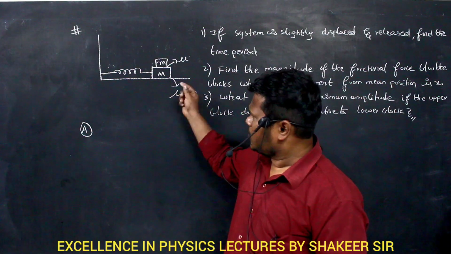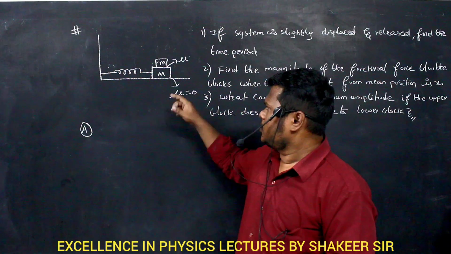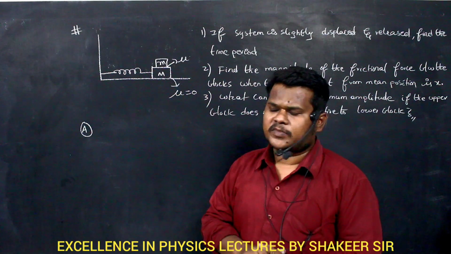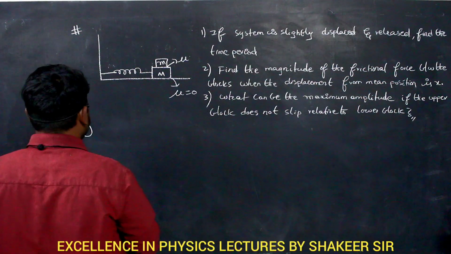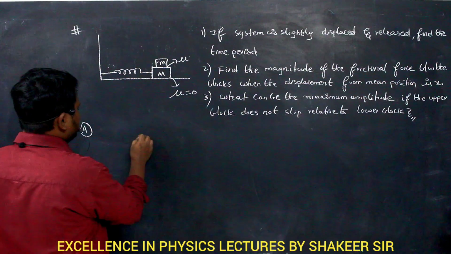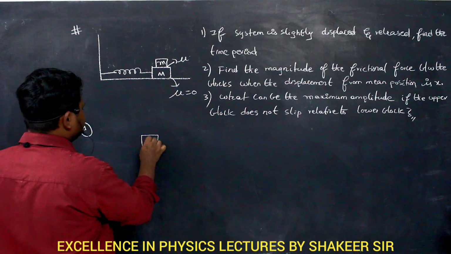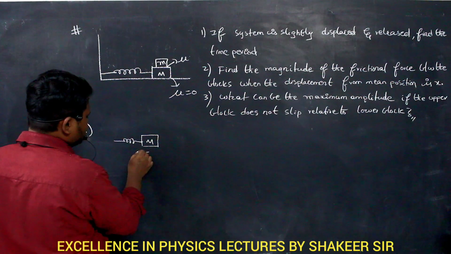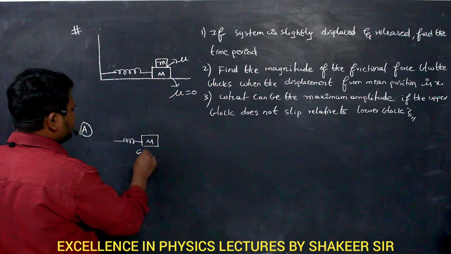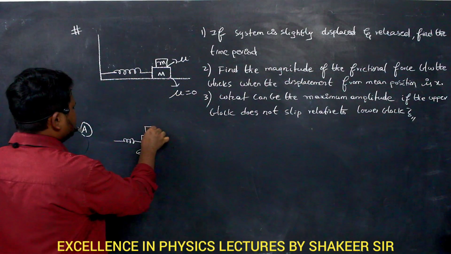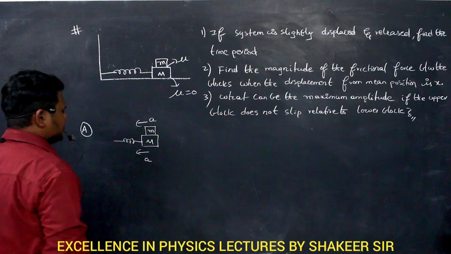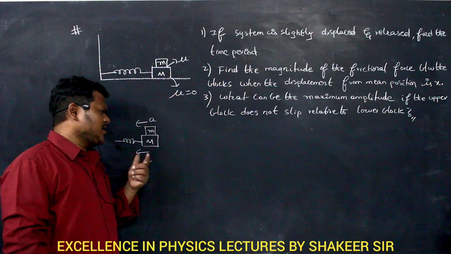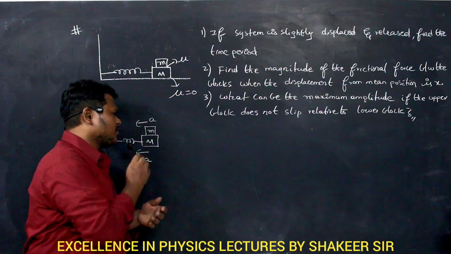So if the system is slightly displaced and released, then capital M starts accelerating towards the mean position. Along with that, small m also should accelerate. And who will provide the acceleration for small m? Friction will provide the acceleration. Are you able to understand? So let us try to understand this one. If this is capital M, and it moves in this direction with an acceleration of a, then small m also should move in the same direction with an acceleration of a. Clear? So who provides this acceleration? Friction between small m and capital M will provide the acceleration.